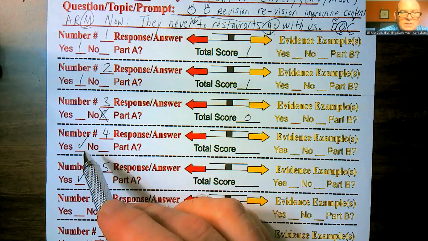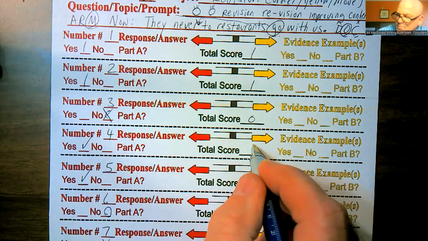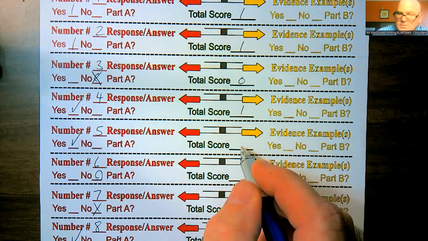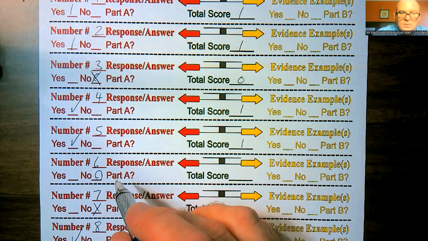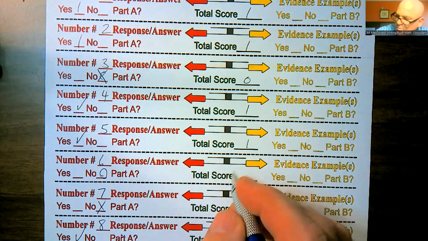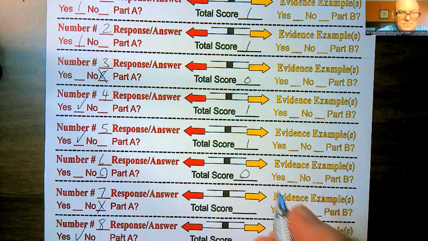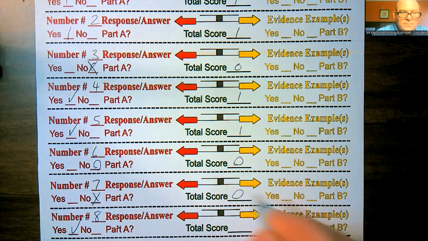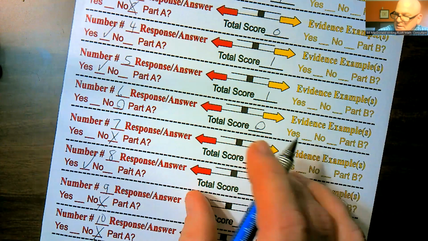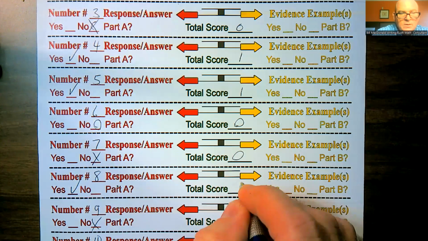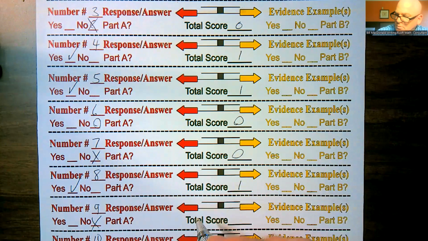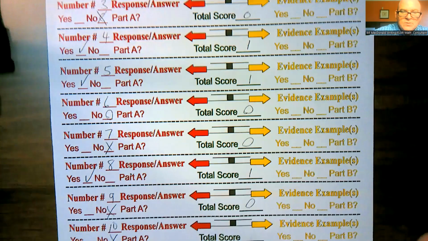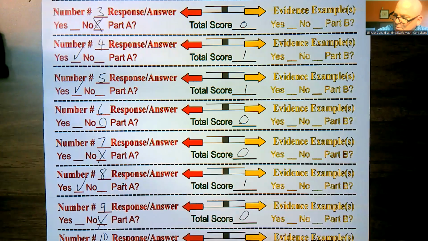Number 4, yes, they did change the order, so they get a point. Number 5, a yes and a point. 6, the order no, no points. Number 7, no, no point. 8, yes, a point. Number 9, no, no point. And the last one was also a no, no point.